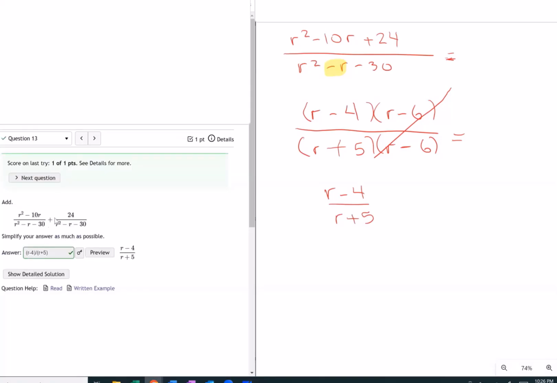Sometimes after you add the numerators, you may have to factor again, which is why I say if you have it in factored form in the denominator, don't multiply it back together. Because when you add the numerators, you might have to factor them back out.